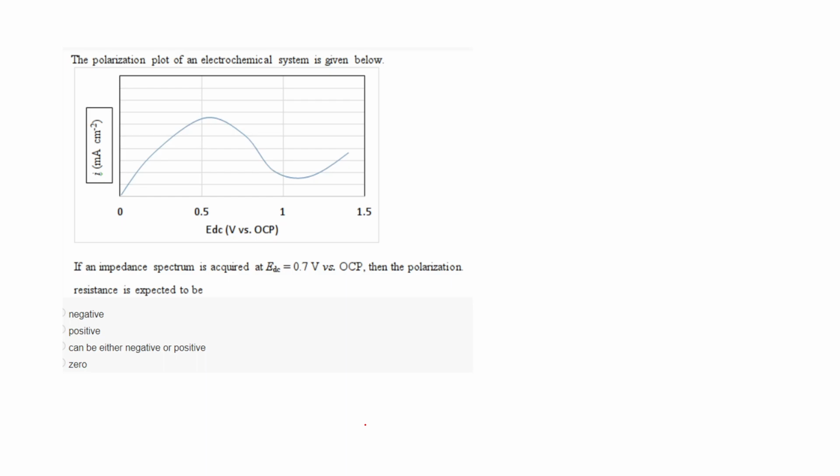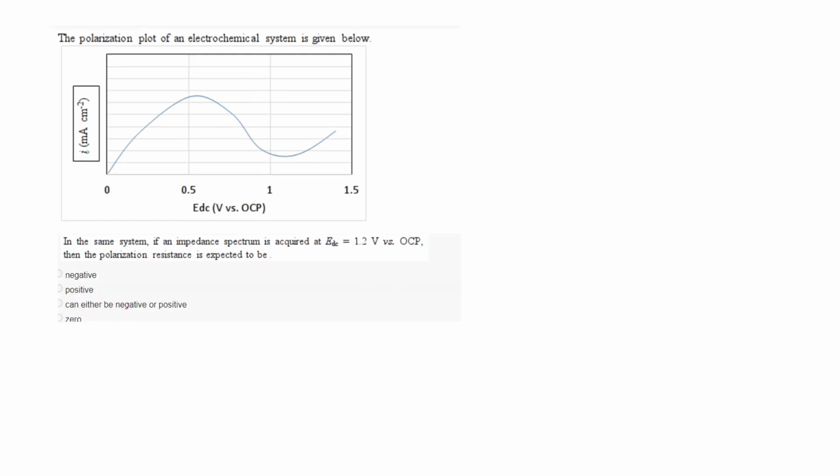Everyone knows why? It would be negative because its slope is inclined. You can see the slope in this region, where the differential impedance is negative. Because of that, you're supposed to have a negative value. Now, same thing, the polarization curve is given, and what will be the impedance spectrum if EDC equals 1.2 volt versus OCP?